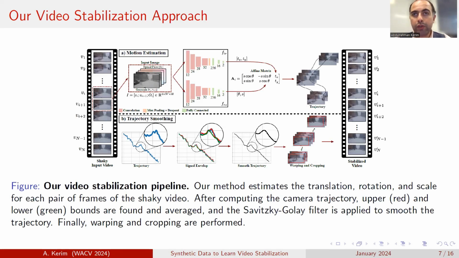Our method is composed of two stages: motion estimation and trajectory smoothing, as you can see in this figure. Our video stabilization method first estimates the translation, rotation, and the scale for each pair of frames of the given shaky video. After computing the camera trajectory and finding the upper and lower bounds, we average them. Then, the Savitzky-Golay filter is applied to smooth the trajectory. Finally, warping and cropping are performed to give us the stabilized version of the video. Our video stabilization is completely trained using synthetic data generated by our simulator.